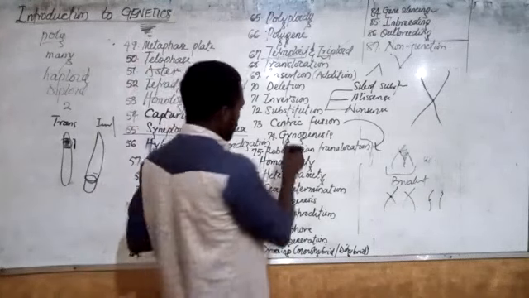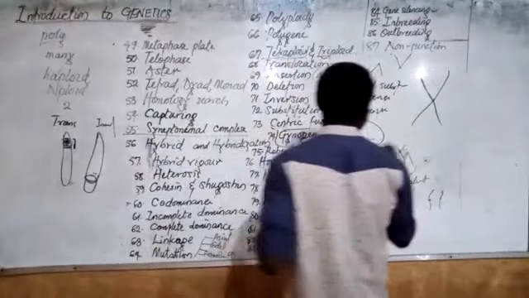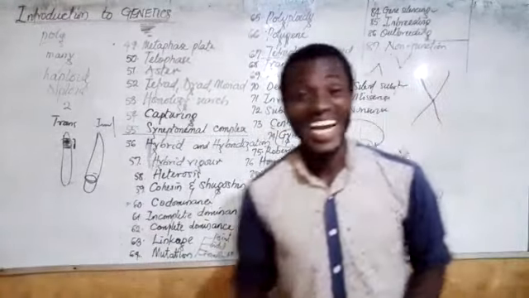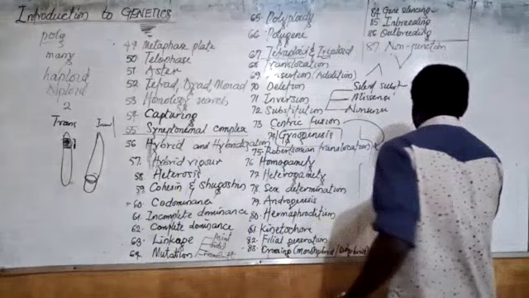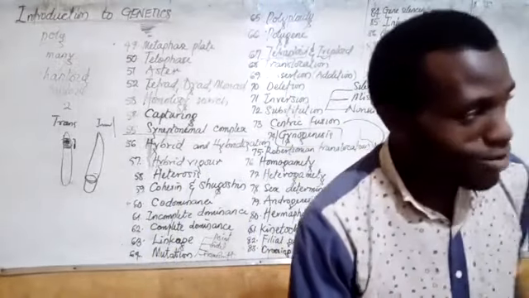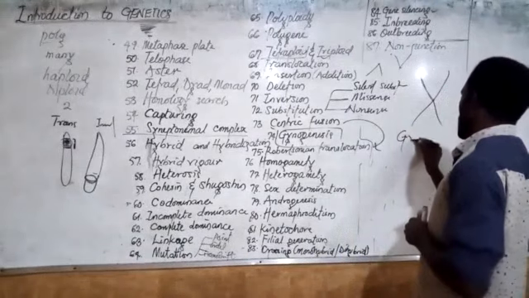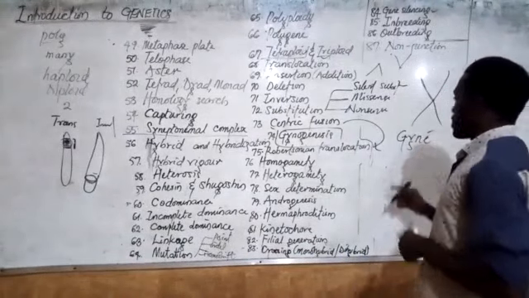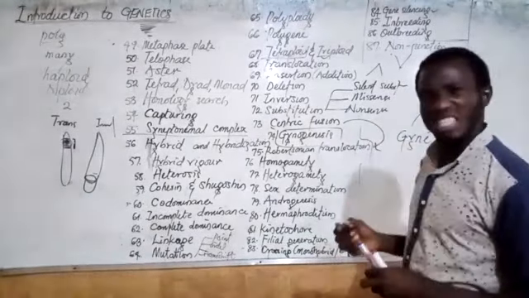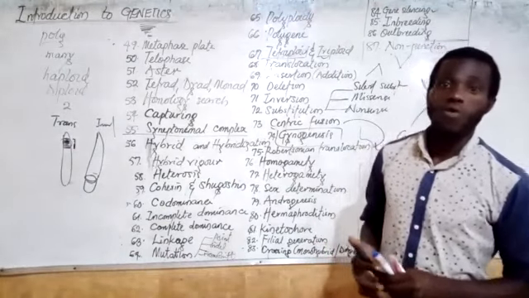Okay, I skipped this, gynogenesis. Gynogenesis, the word gynogenesis comes from two Greek words, which are gyne. Gyne is the Greek word for, is it Greek? Yes, I think it's the Greek word for woman.